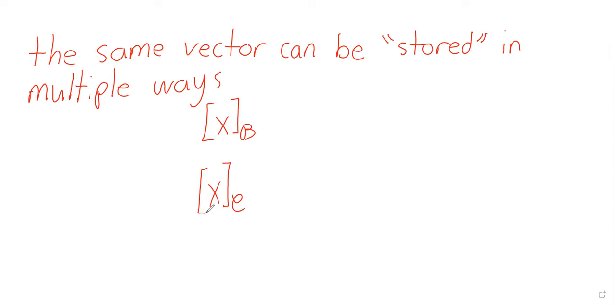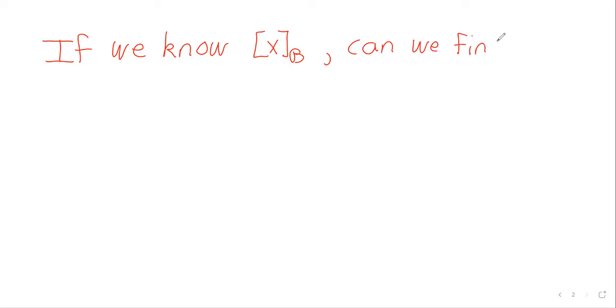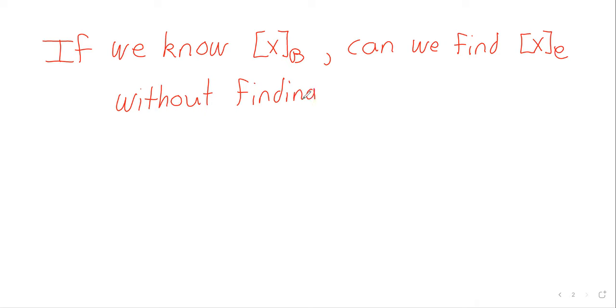So let's ask a question. If we know how a vector is being represented with respect to one basis, and then we have another basis that we're interested in, can we represent the vector in terms of that second basis? And we're going to try to do this without finding X.